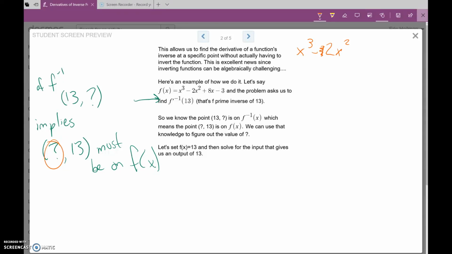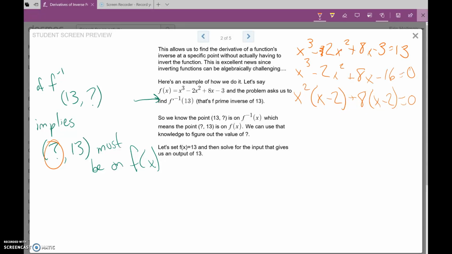Sorry, that should be a 2x squared. Okay, and then I'm going to subtract the 13 over. Okay, when I see 4 terms, I immediately want to think factoring by grouping. There's an x squared in common in the first 2 terms, and there is an 8 in common in the second 2 terms. And lo and behold, now both terms have an x minus 2 in common.